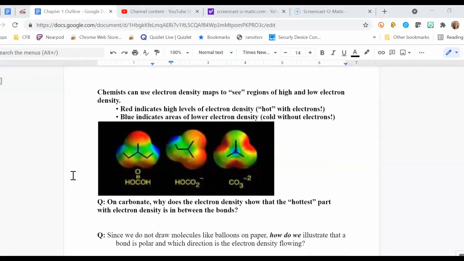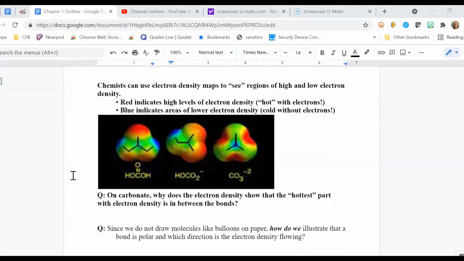Okay, so one of the things that we use is an electron density map, which is basically looking at the areas of electron density. The red is going to indicate high areas of electron density, and I specifically want to focus you onto this molecule right here. This is a highly tested one. On carbonate, why does the electron density show that the hottest part is in between each of the bonds?